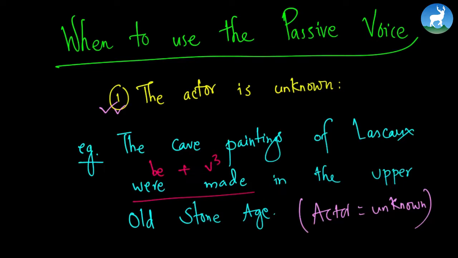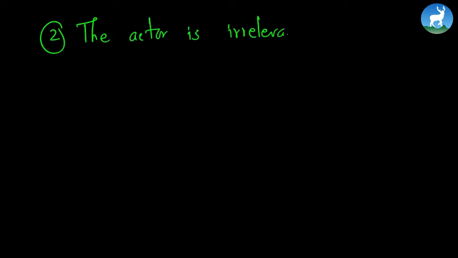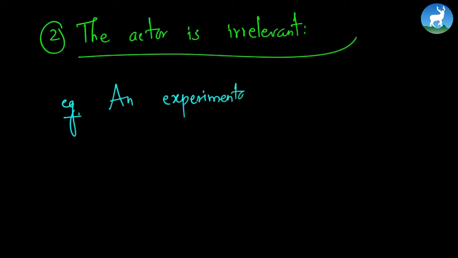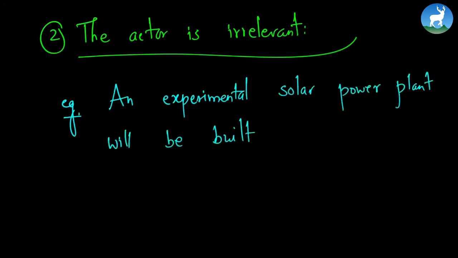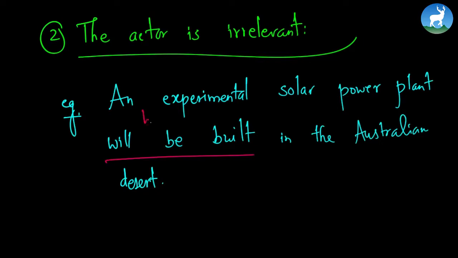Second use is, the actor is irrelevant. For example, an experimental solar power plant will be built in the Australian desert. So where's the passive voice? Here's the passive voice. We have a to be form followed by a V3, right? So why do we use passive voice in this case? Simply because we are not interested in who is building it, right? We don't care. The actor is irrelevant, that is what we mean.